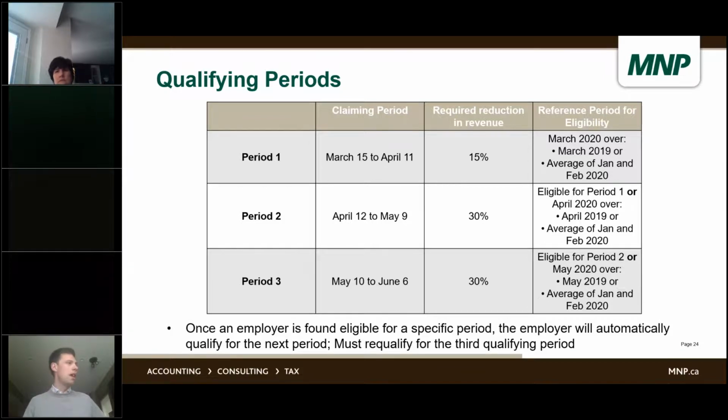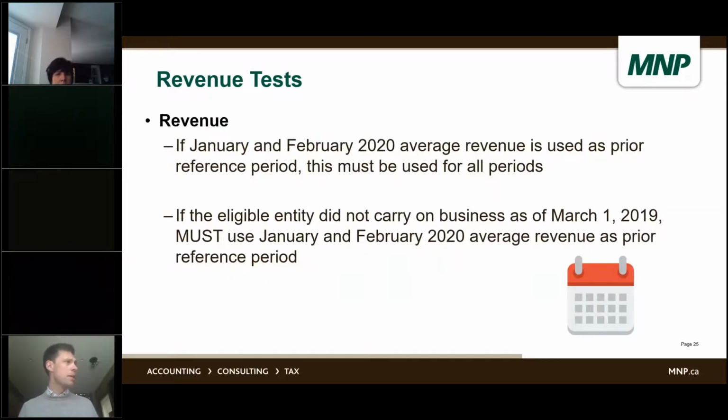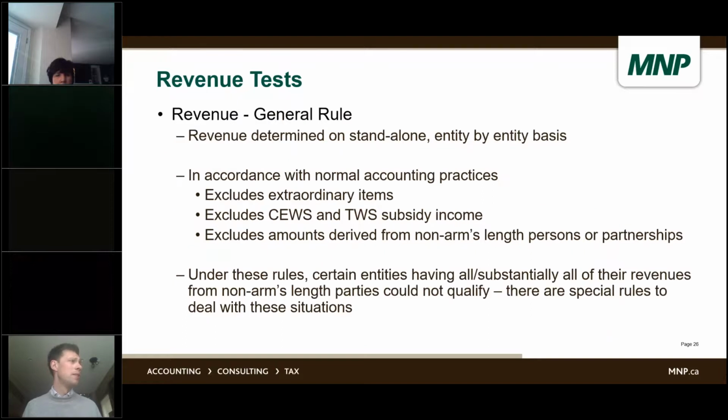If you come very close to the line on any of these tests, it's worth looking at very closely. And then I also wanted to point out that bottom bullet, that once you're eligible for one specific period, you're automatically qualified for the next period. So if you qualify for March, you're automatically qualified for April. You have to retest in May based on the rules that are in the screen in front of you. So like I mentioned, January and February average revenue can be used, but if you go ahead and do that, you have to continue to use that method for the entire duration of the program.